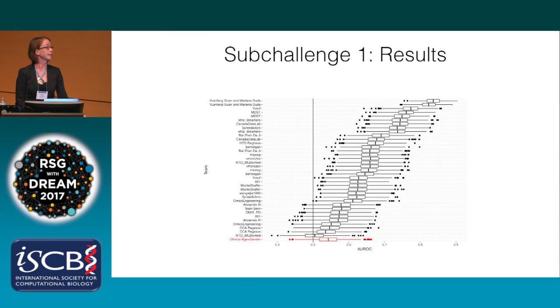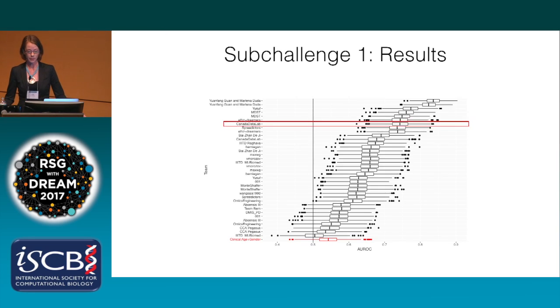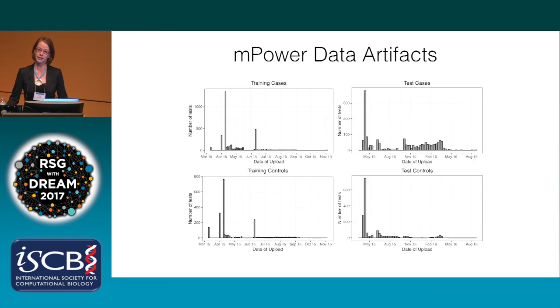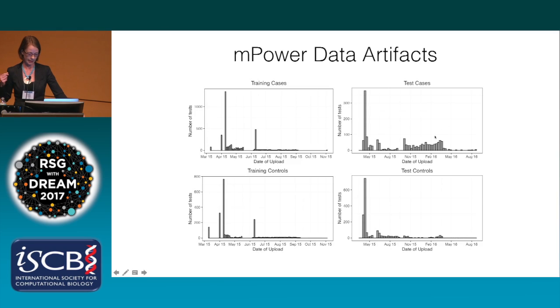But we noticed something really interesting in these results when we started reading the write-ups. It had to do with this submission here, where this team actually only used metadata. They didn't actually use any of the mobile sensor data. And when we went to look back in the data, we found an artifact relating to the date that a test was performed. And so these are histograms of the date a test is performed, split by cases on the top and controls. And especially in the test data, you can see that cases tended to perform tests much later than controls.